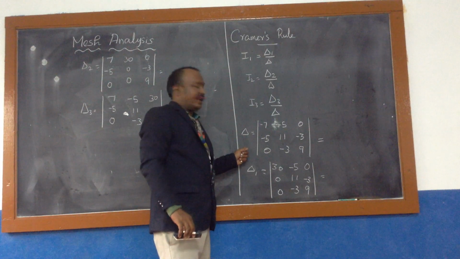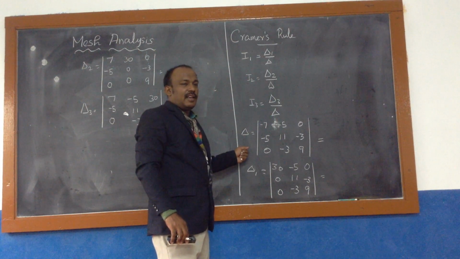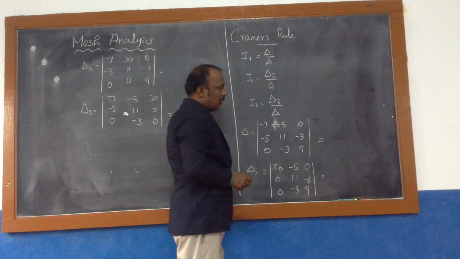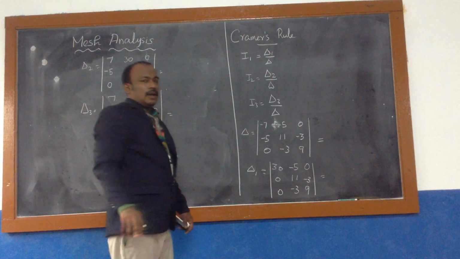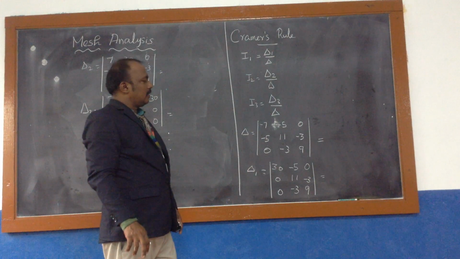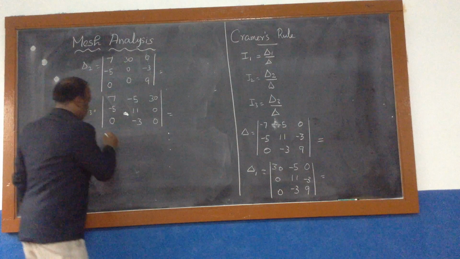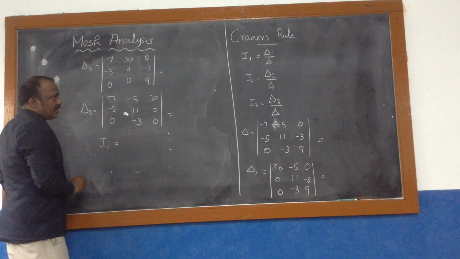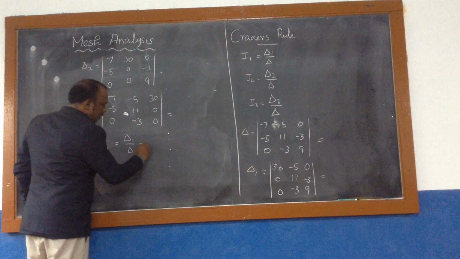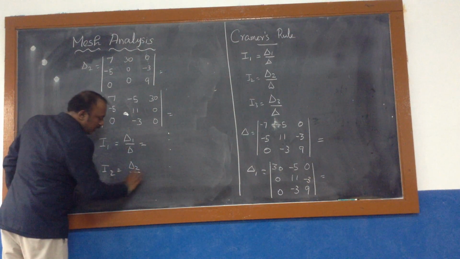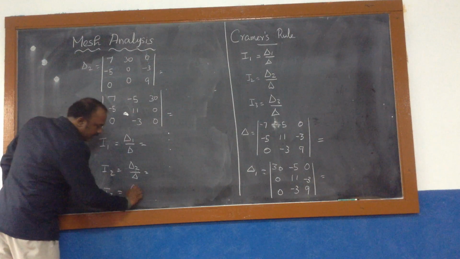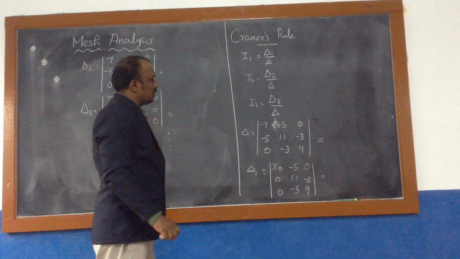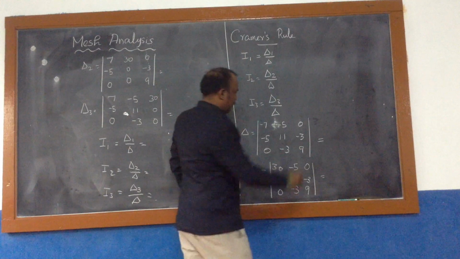So, del value. Can any calculator tell me what is the value of del? And then del 2, del 3. Del, simple procedure, as you know. So, finally, after finding the values of del 1, del 2, del 3 and the denominator del, we can find I1 equal to del 1 by del, I2 is equal to del 2 by del, I3 is equal to del 3 by del. So, it will become this value.